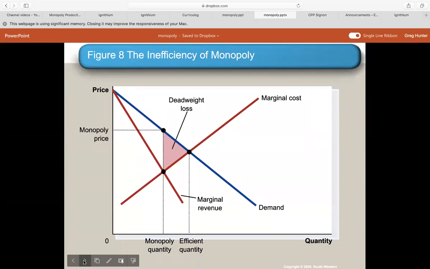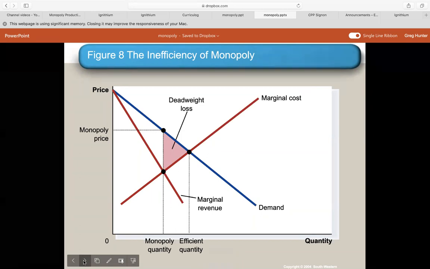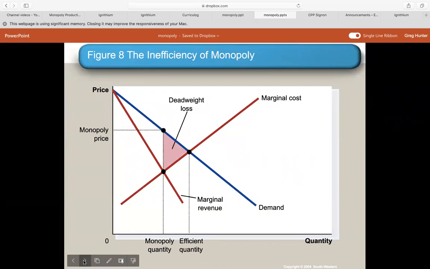Okay. So monopolies generate deadweight losses, or they cause consumer and producer surplus to be smaller than they otherwise would be. It's a loss of total surplus. And because of that, economists think that most industries are better organized as competitive industries as opposed to monopolies because they'll be more efficient. Look at the x-axis where it has the monopoly quantity and the efficient quantity.